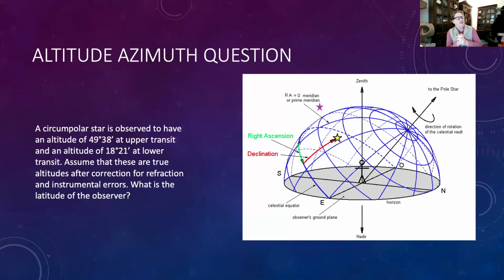So, this is a question for you to ponder on your own. A circumpolar star is observed to have an altitude of 49 degrees, 38 minutes at upper transit, and an altitude of 18 degrees, 21 minutes at lower transit. Now, what does upper transit and lower transit mean?